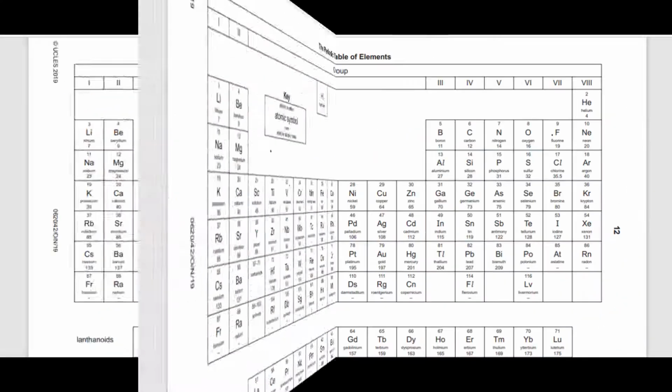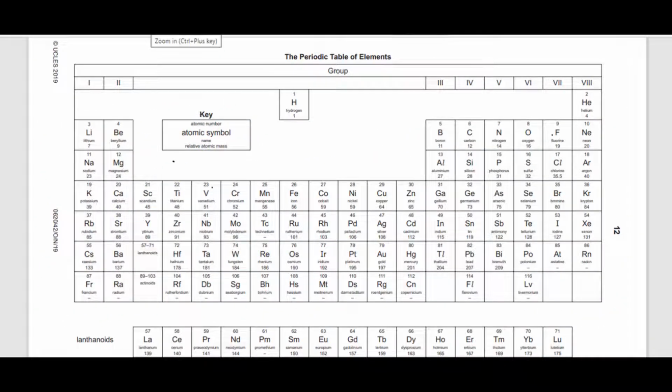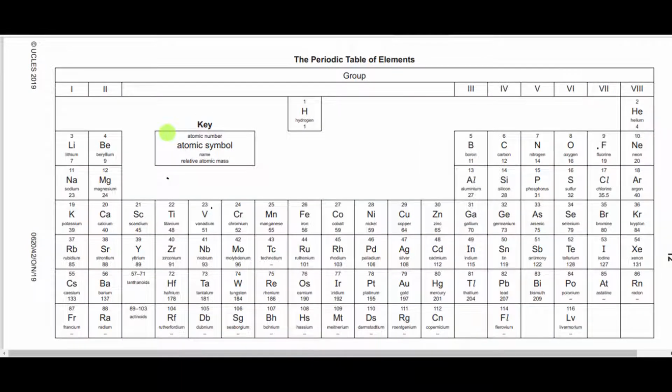Now, since this question is on the periodic table, then we need to use a periodic table. So, what is a periodic table? A periodic table is a tabular arrangement of elements in rows and columns in order of their increasing atomic numbers. The rows, which are numbered 1 to 7, are called the periods, while the columns which are numbered 1 to 8 are called the groups.